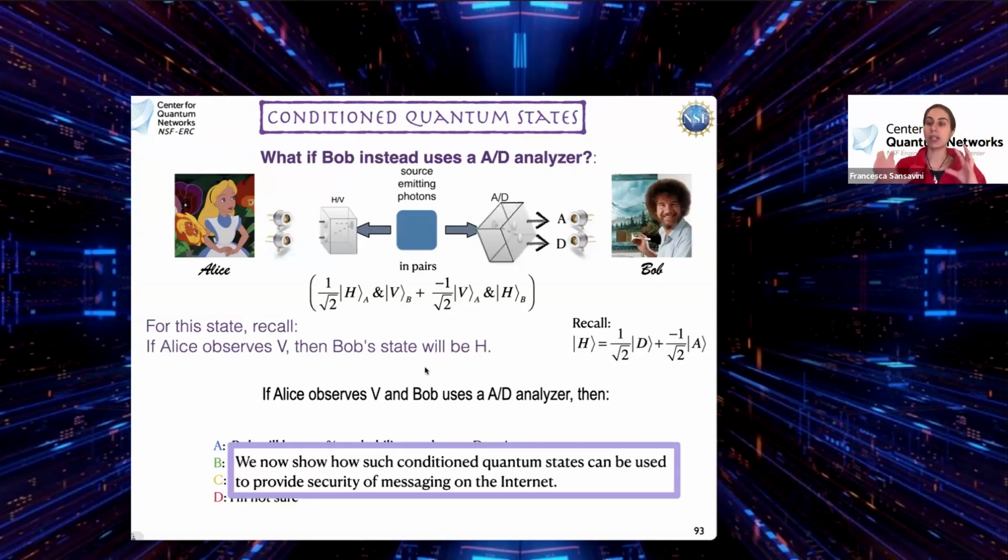We will see how these conditioned quantum states and how these analyzer settings can be used for quantum key distribution to provide security of messaging.